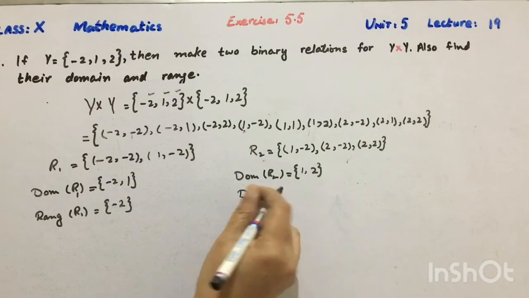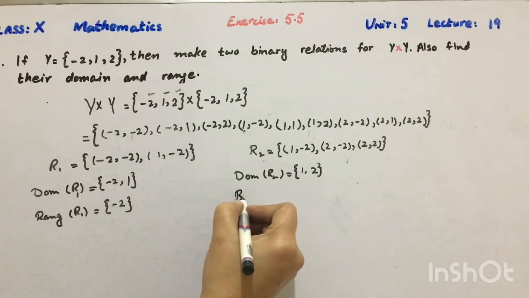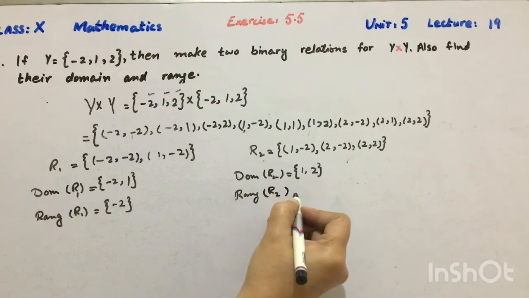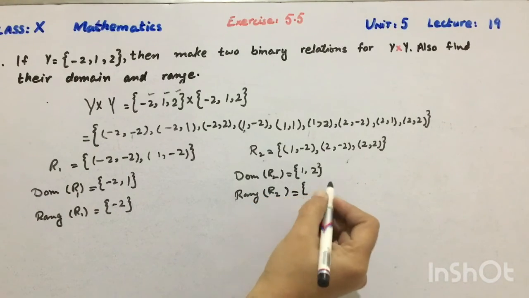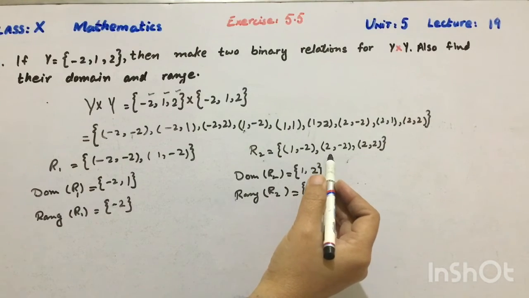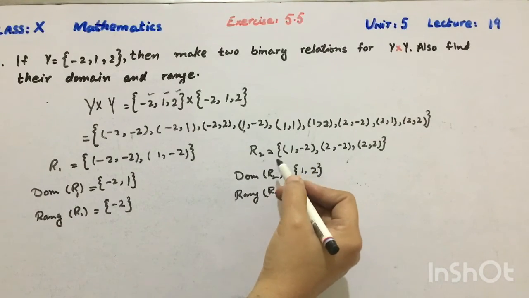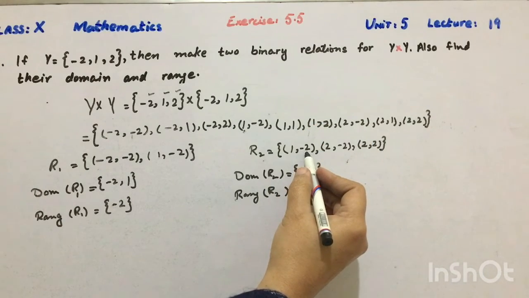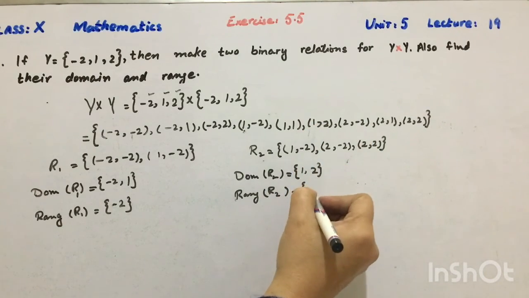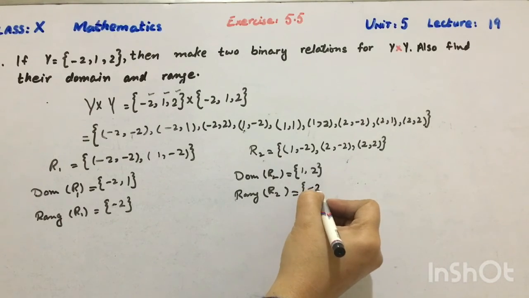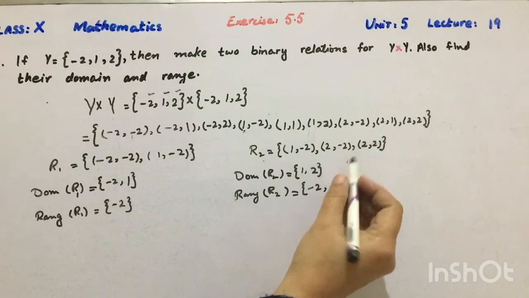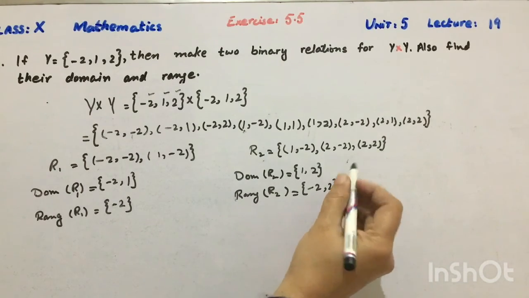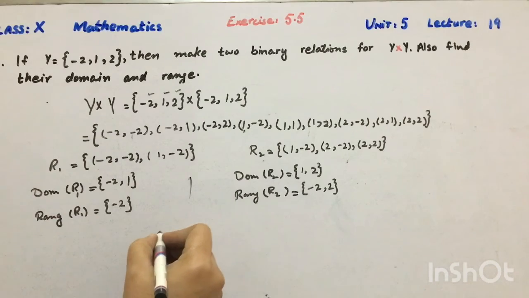Similarly, range for relation 2 is a set consisting of the second elements of relation 2. Here the second element is -2. It is repeated, so I am taking -2 only one time, and 2 is the second element of an ordered pair. So our question is completed.